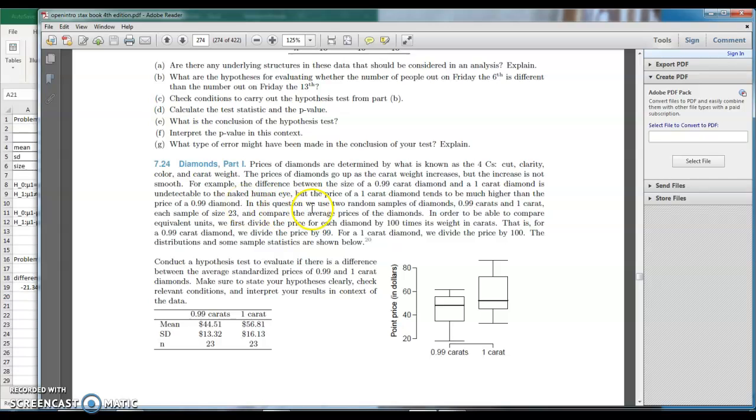So we have two random samples of 0.99 and 1 carats. And here we have a whole bunch of 0.99 carats, and these are the mean prices. It's not the mean price total, obviously, right? You can't get a 1 carat diamond for $56. It's the mean average price divided by 100 for this one, and the mean average price divided by 99 for this one. That doesn't matter too much because we have our sample statistics here, and we can just use these numbers.